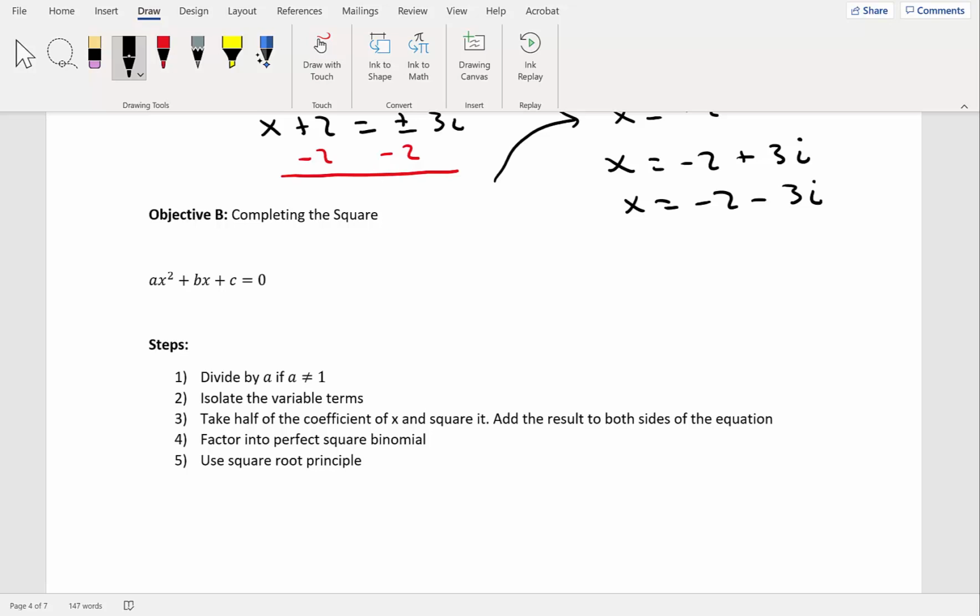And now step 3, this is the completing the square step. You're going to take half of the coefficient of x and square it. Add the result to both sides of the equation. Now the reason for step 3 is because in step 4, you can factor it into a perfect square binomial. And then step 5, use the square root principle.